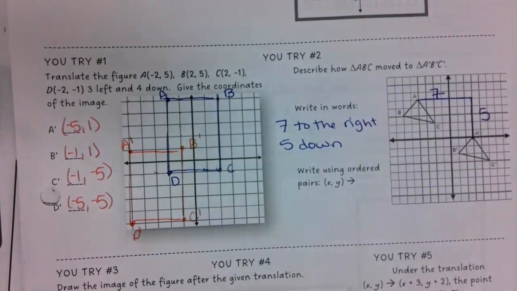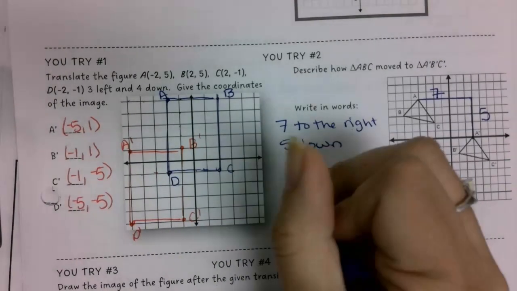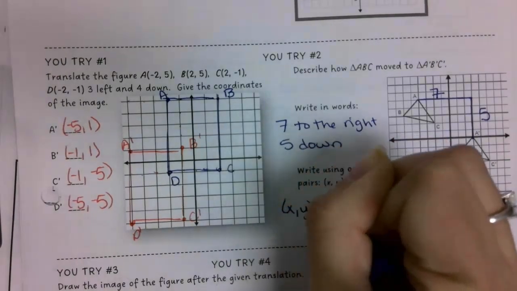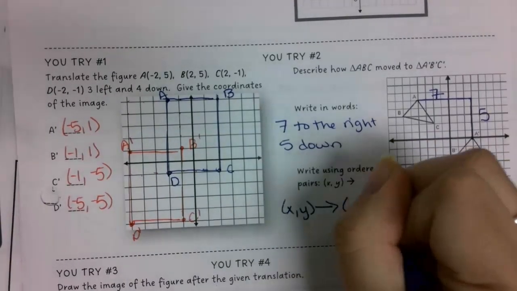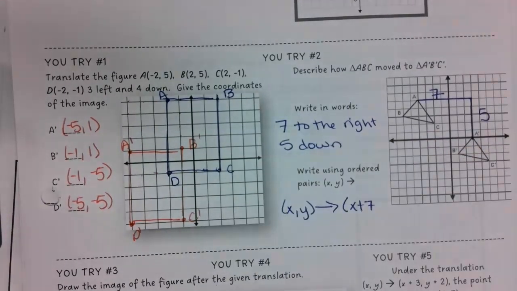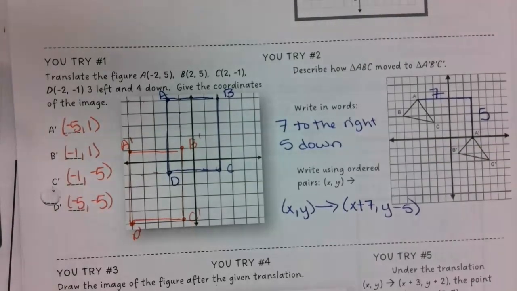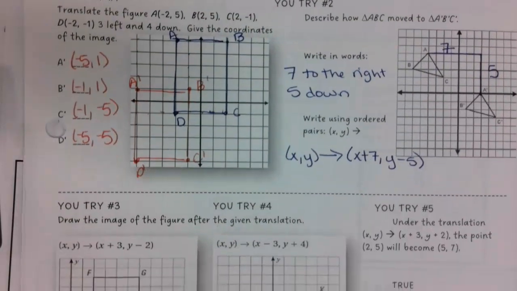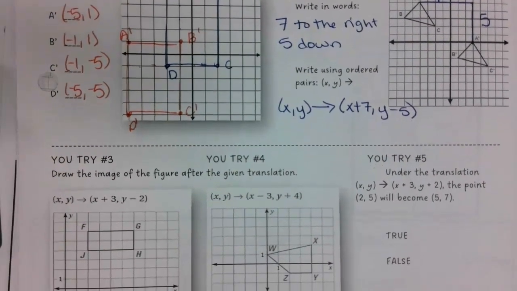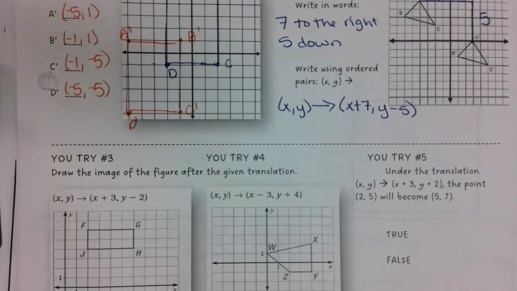Then it wants me to write the same thing using the ordered pairs. So I'm going to do x comma y, and then that arrow. And it's going to be x plus 7, because I went 7 to the right, and then y minus 5, because I went 5 down. Okay.